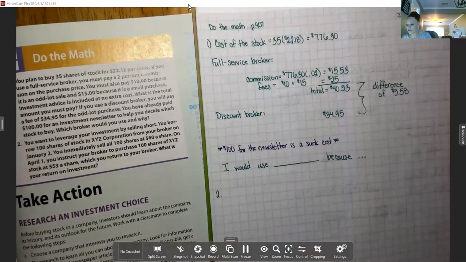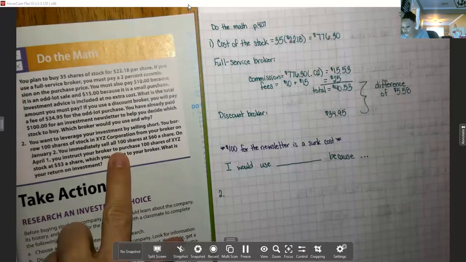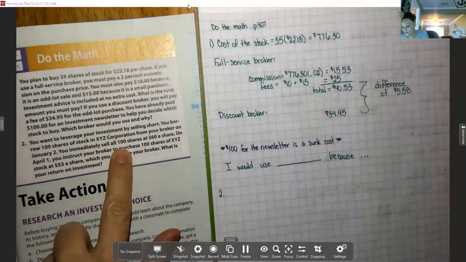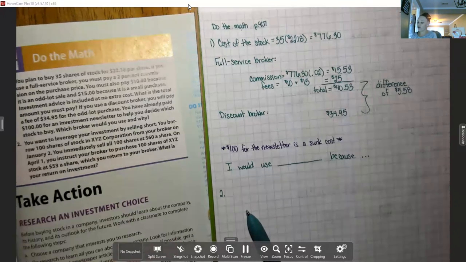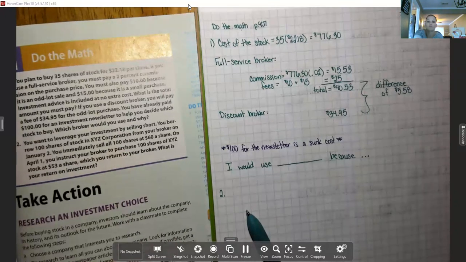All right, so last one here. You want to leverage your investment by selling short. You borrow 100 shares of stock in XYZ Corporation from your broker on January 2nd. You immediately sell all 100 shares at $60 a share.